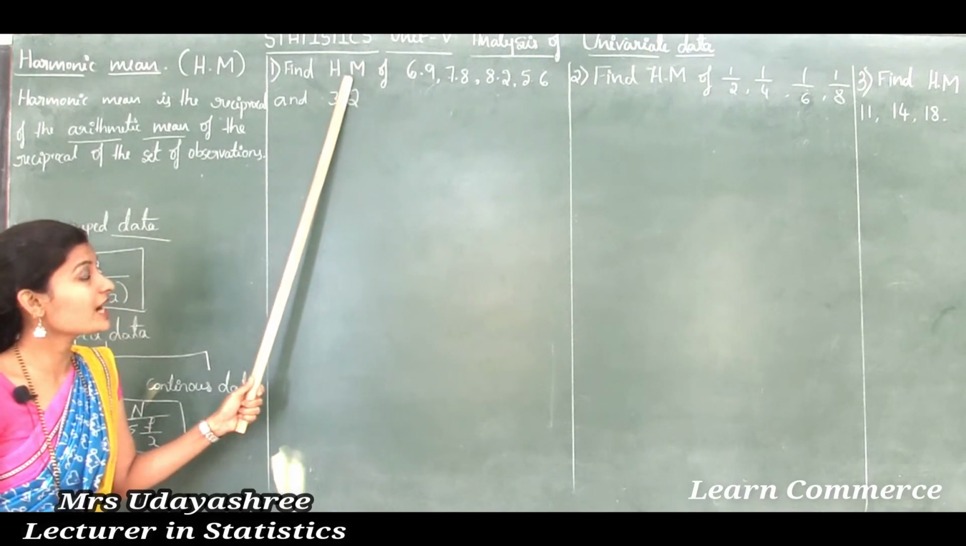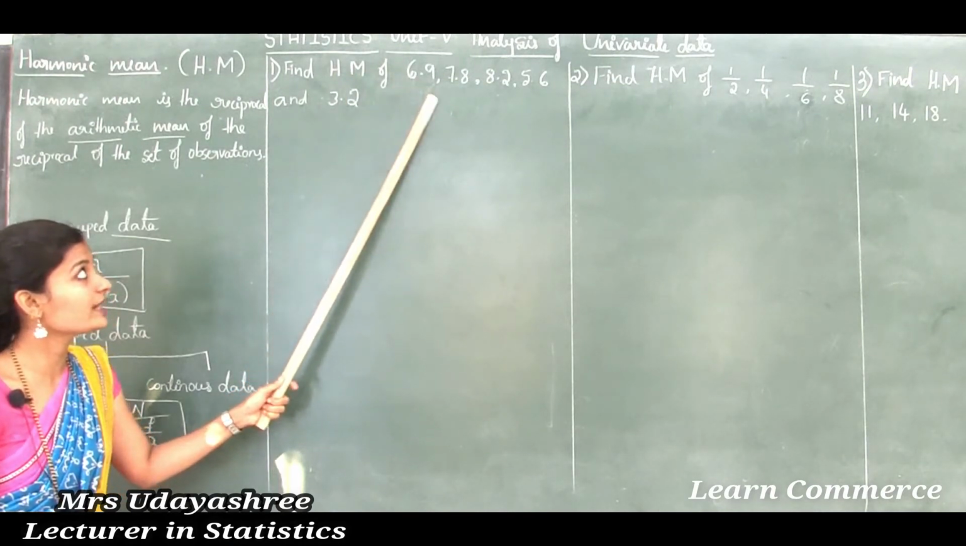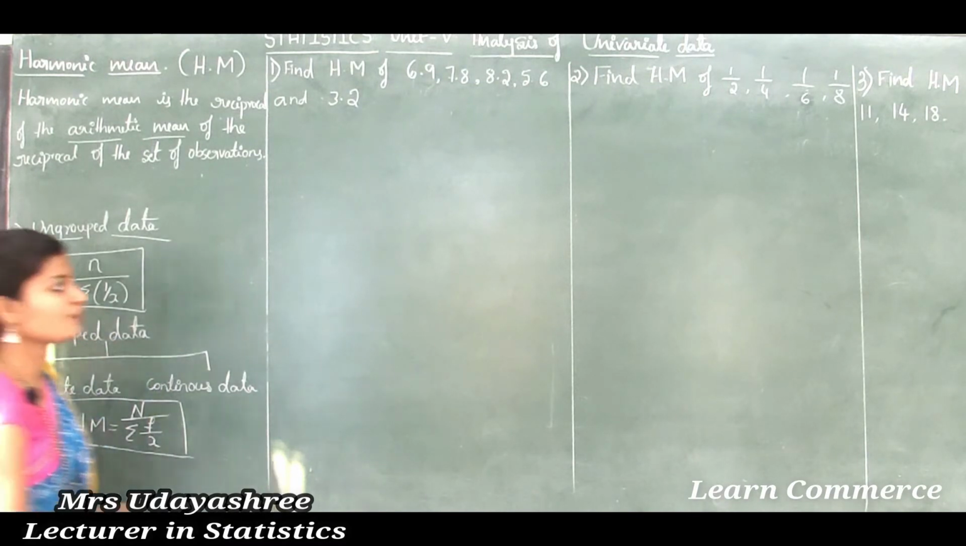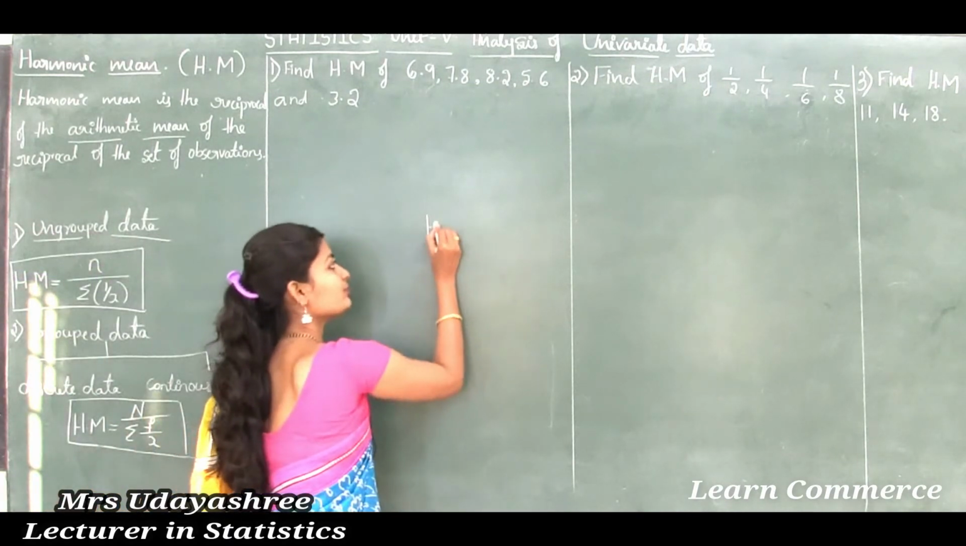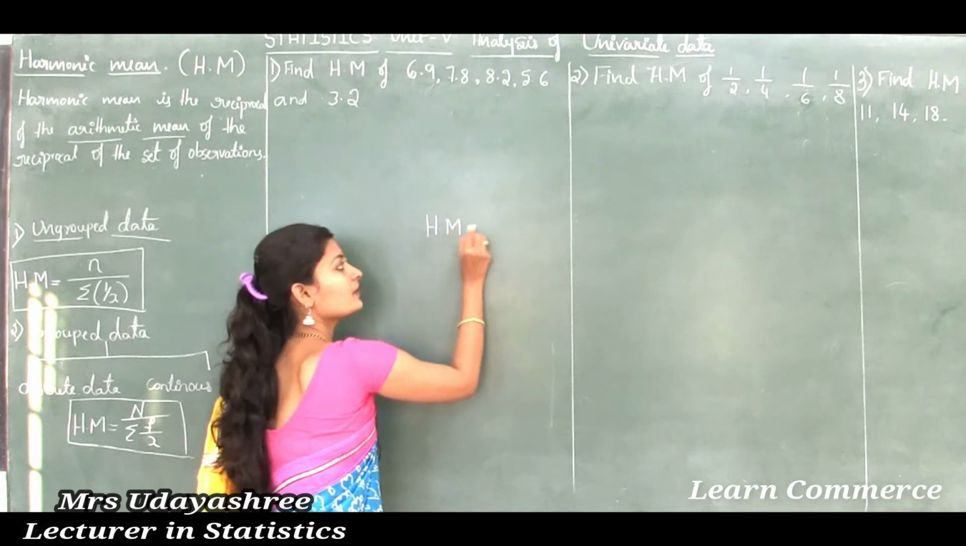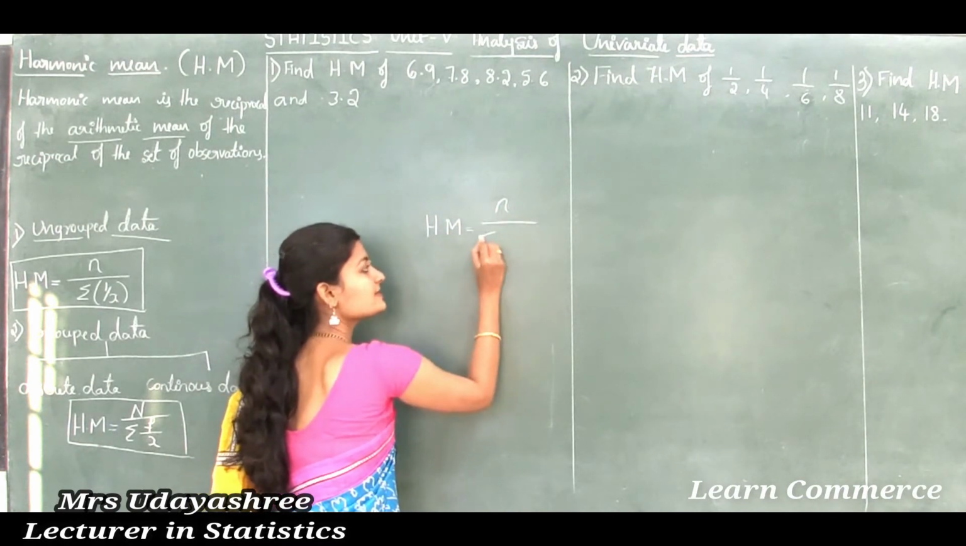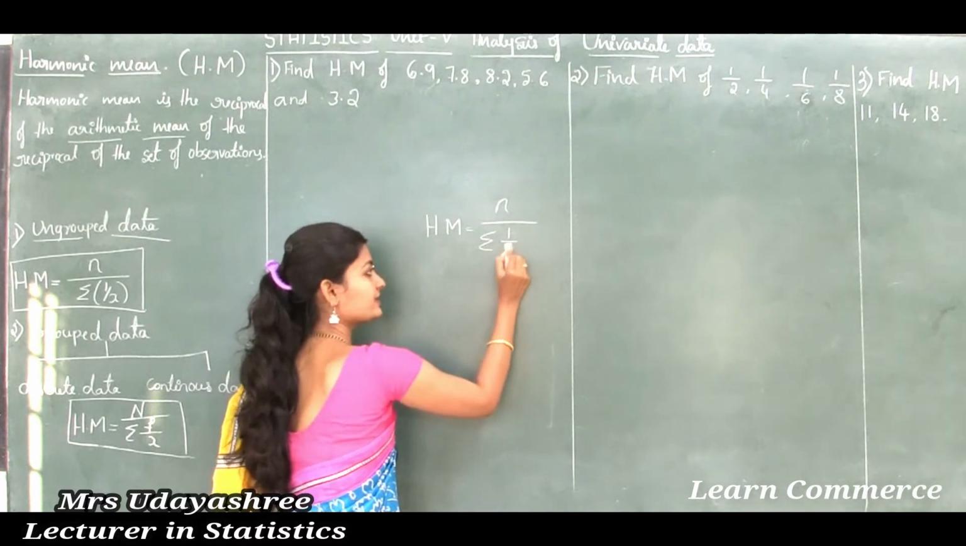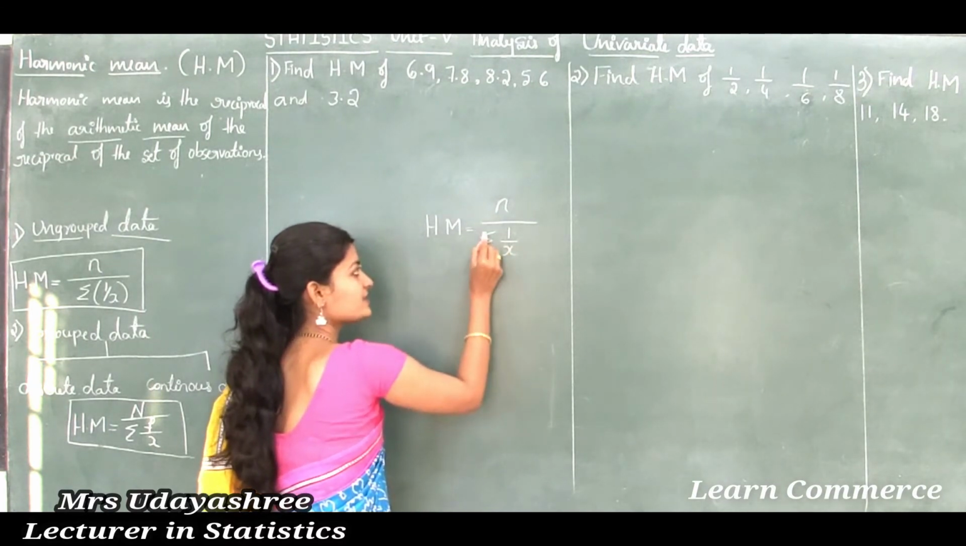To calculate harmonic mean in case of ungrouped data, the formula is harmonic mean is equal to n divided by summation 1 by x. Okay, this is the formula.